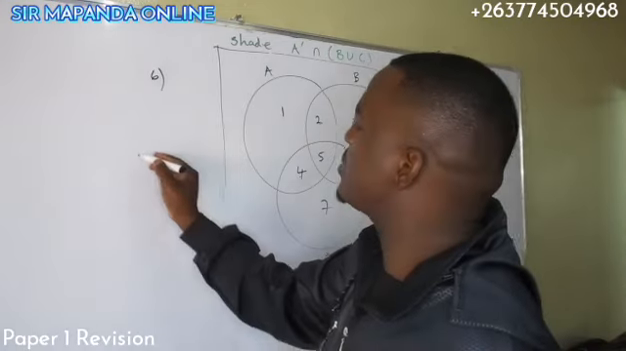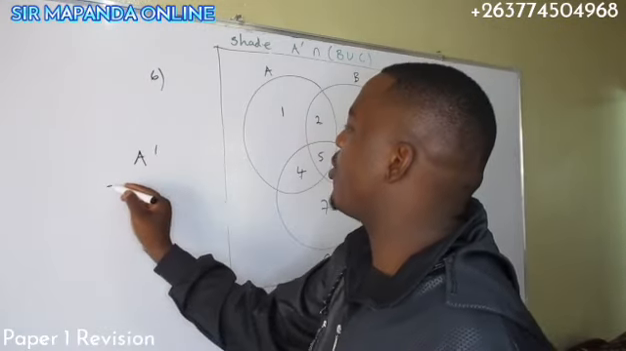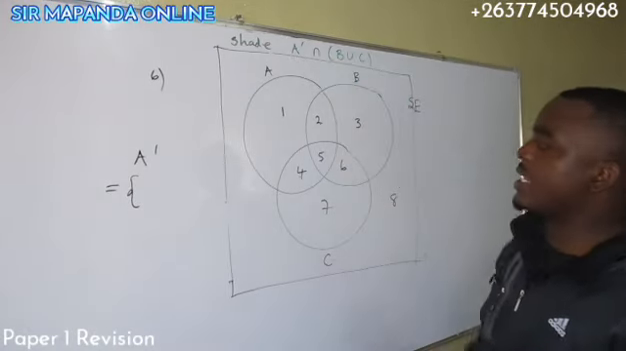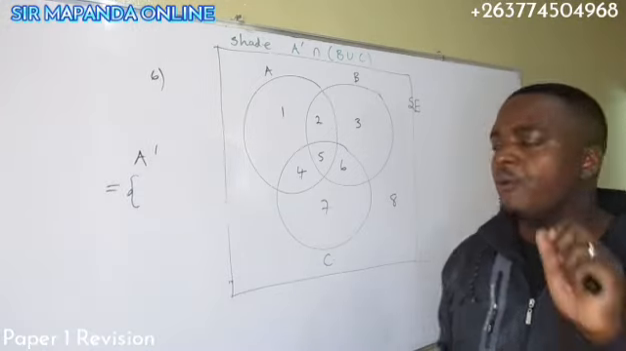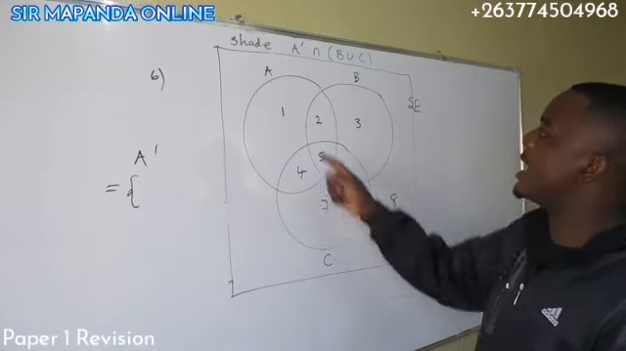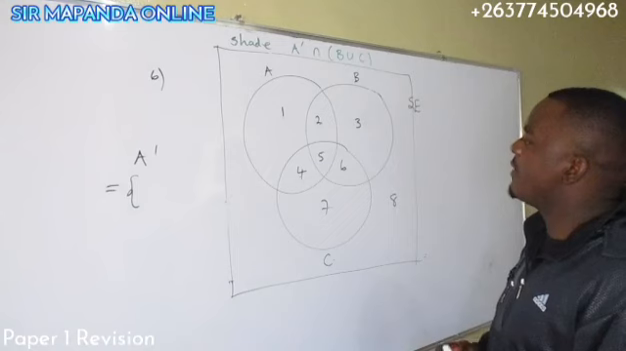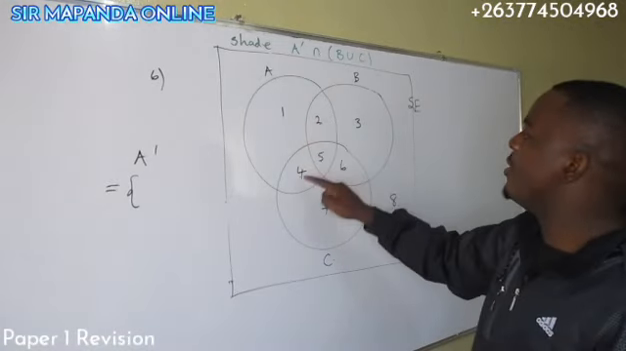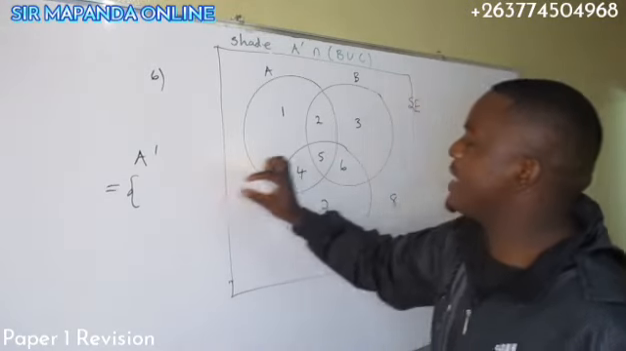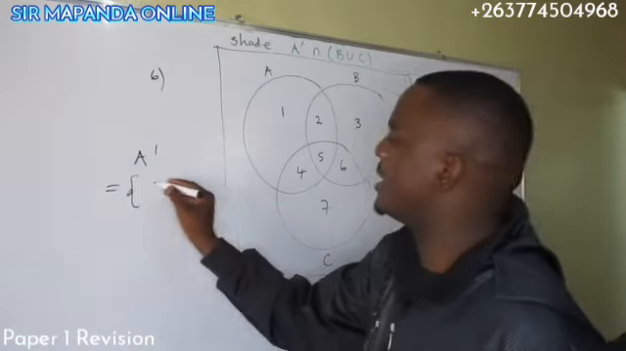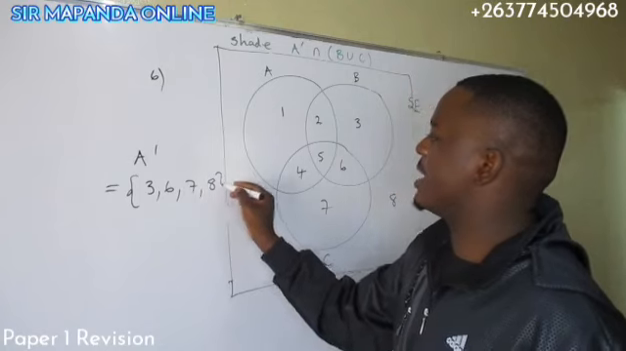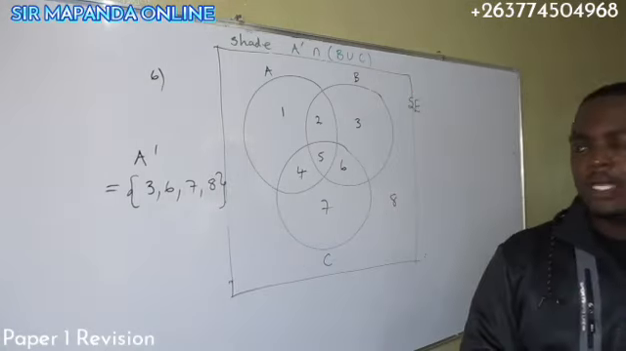Right, I want to find A complement first, the set of A complement on my left side. What is the meaning of A complement? A complement means we are looking for all numbers which are not in set A. I hope you are following. So in set A, we've got 1, 2, 4, and 5. So this set is going to be created by numbers outside set A. We have 3, 6, 7, as well as 8. So this is your A complement.